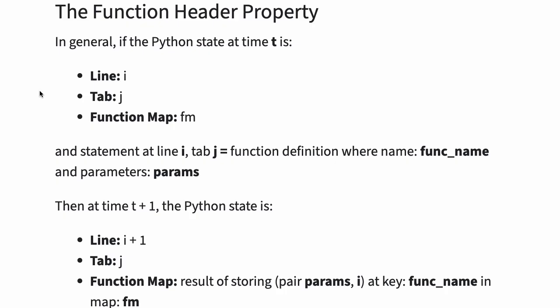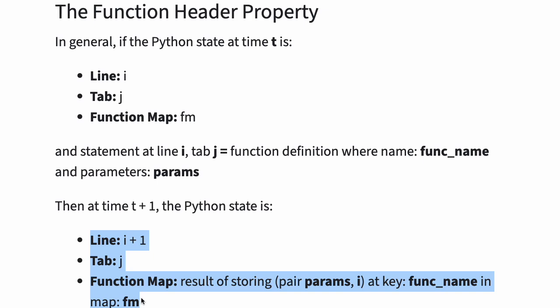In general, if the Python state at time t is as follows, where line is i, tab is j, and the function map is fm, and the statement at line i and tab j is the function definition where the name is func_name and parameters is params, then at time t plus 1, the Python state is as follows. Line is i plus 1, the tab is still j, and the function map is the result of storing the pair params, i at key func_name in the map fm.